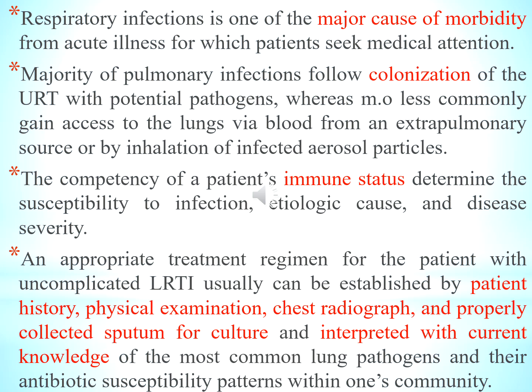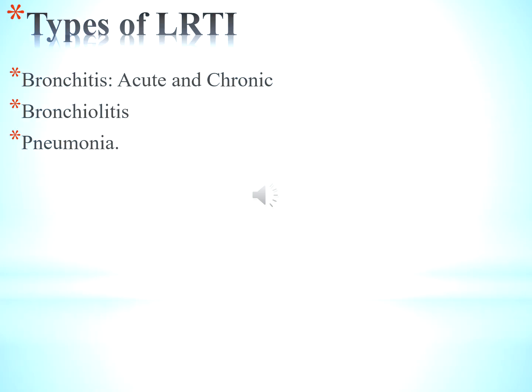That is, it determines the susceptibility to infection, the etiological cause, and disease severity. So, an appropriate treatment regimen for a patient with uncomplicated lower respiratory tract infection usually can be established by patient history, physical examination, chest radiograph, and properly collected sputum for culture, interpreted with current knowledge of the most common lung pathogens and their antibiotic susceptibility pattern within one's community. So lower respiratory tract infections include bronchitis, which is divided into acute bronchitis and chronic bronchitis, bronchiolitis, and pneumonia.